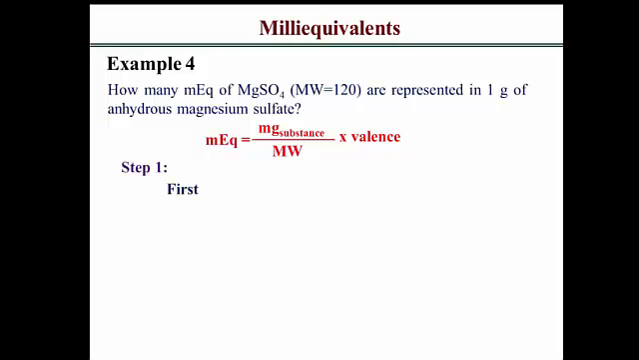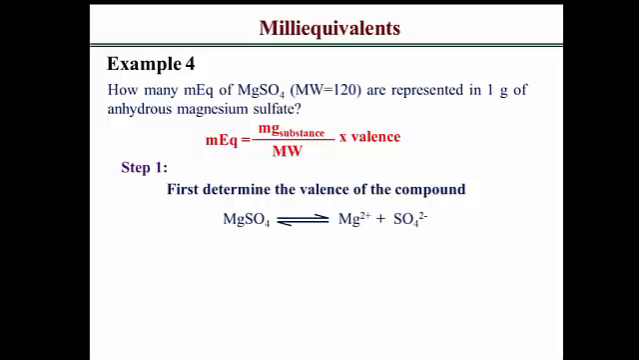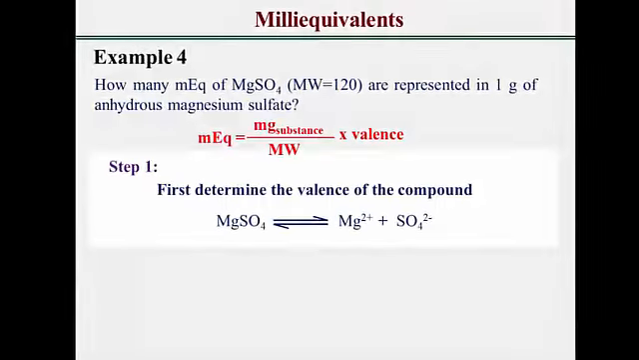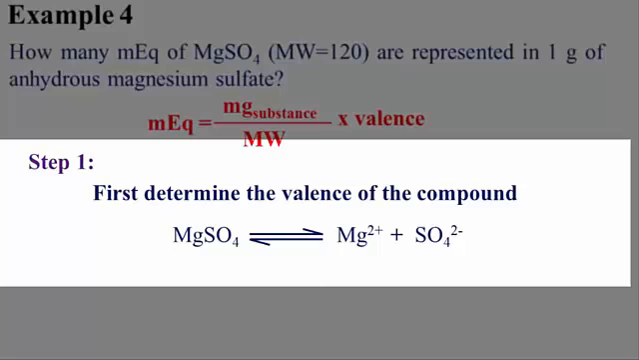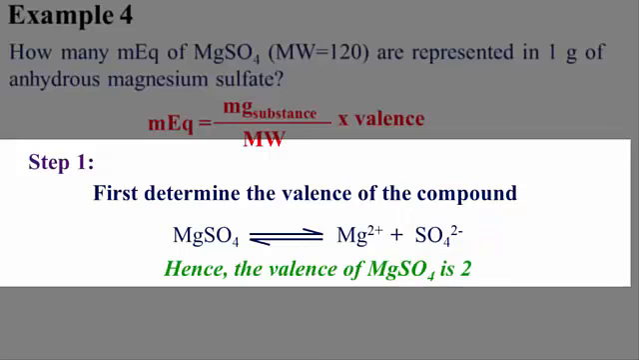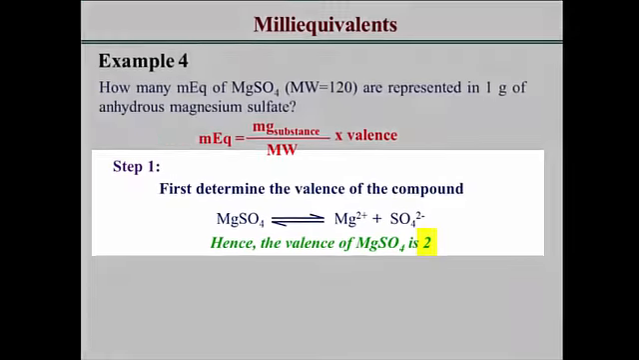So step 1, you would first determine the valence of the compound because that is not told to you explicitly. And with time, you can just, by inspection, look and tell what the valence should be. But let's go through how it actually works. Magnesium sulfate, you put that in aqueous environment, it will break down or dissociate actually into magnesium cation and a sulfate anion. Magnesium with a charge of +2, sulfate with a charge of -2, which means that your valence for magnesium sulfate, which is the absolute value of either the cation or the anion, is going to be 2.